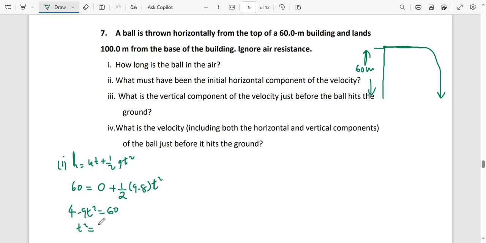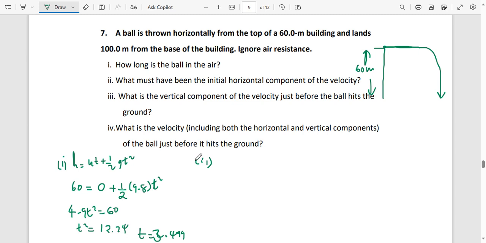okay, let me just punch that, 60 over 4.9, 12.24, and then we want to square root this value. So therefore t is going to give us 3.499. Part 2 of the question, what must have been the initial horizontal component of the velocity?